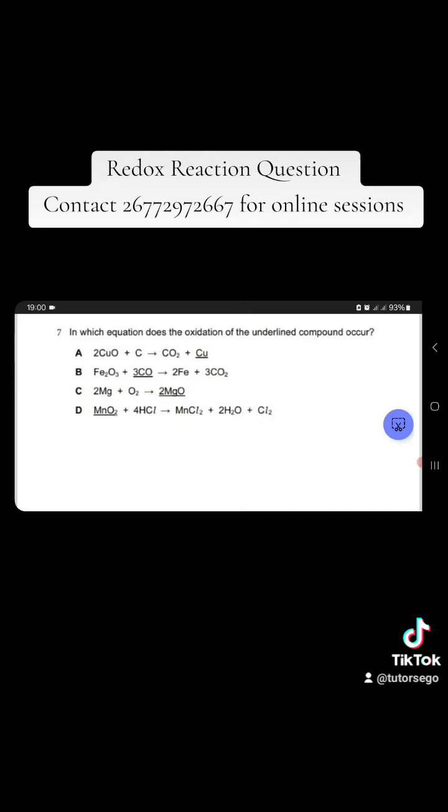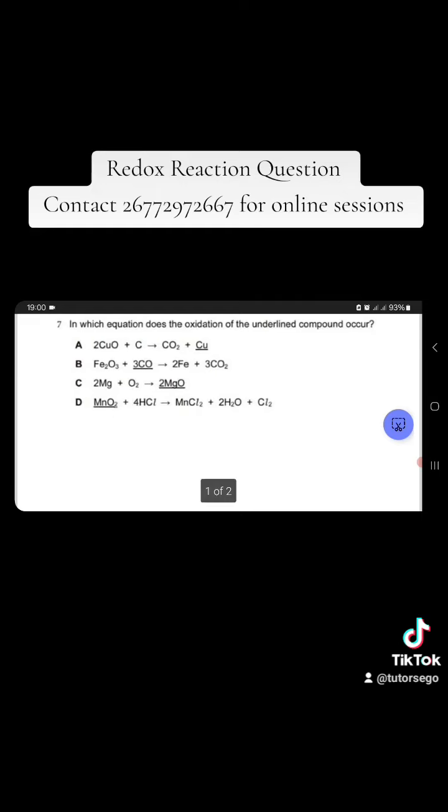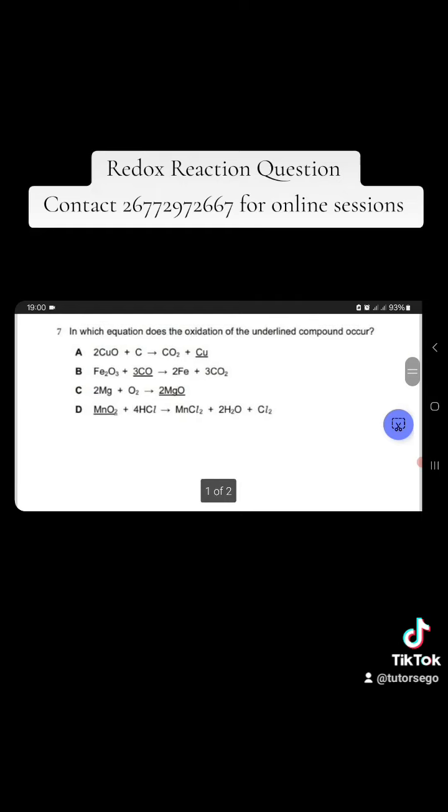Now let's explain why option C and option D are not correct. So with option C, we start off with magnesium and end up with magnesium 2 oxide. Okay. So in this particular situation, what is oxidized is magnesium. That's what should be underlined, because it started as magnesium and ended up as magnesium oxide, not magnesium oxide being oxidized. What is oxidized is magnesium. That is why C is not correct.